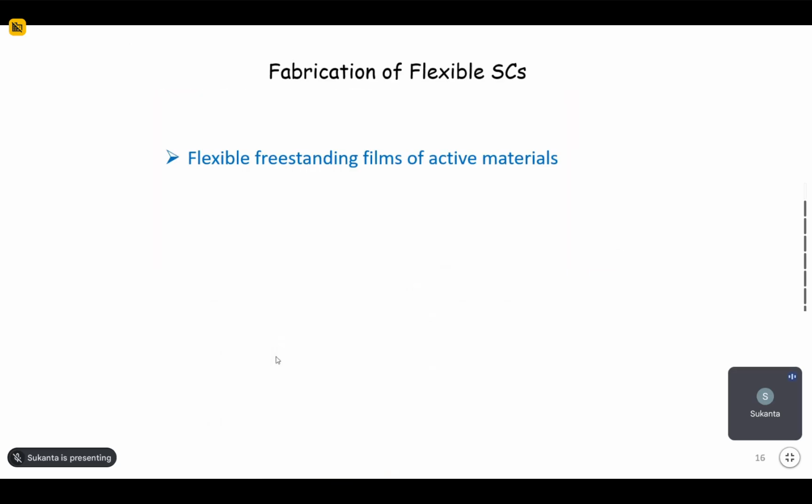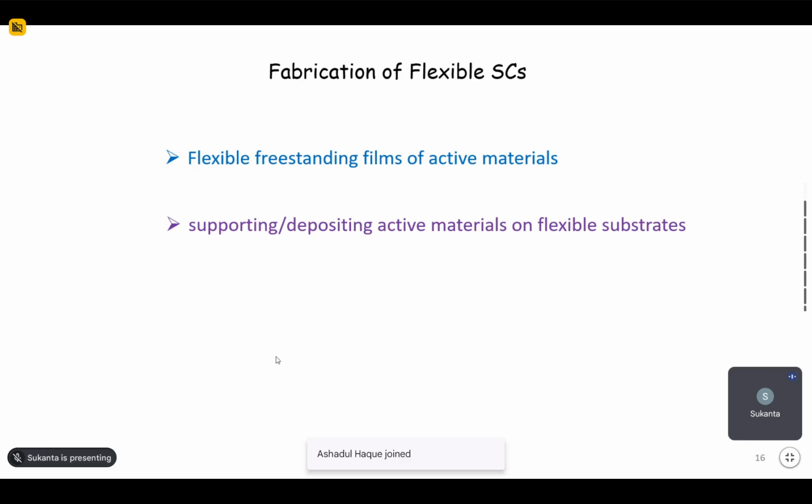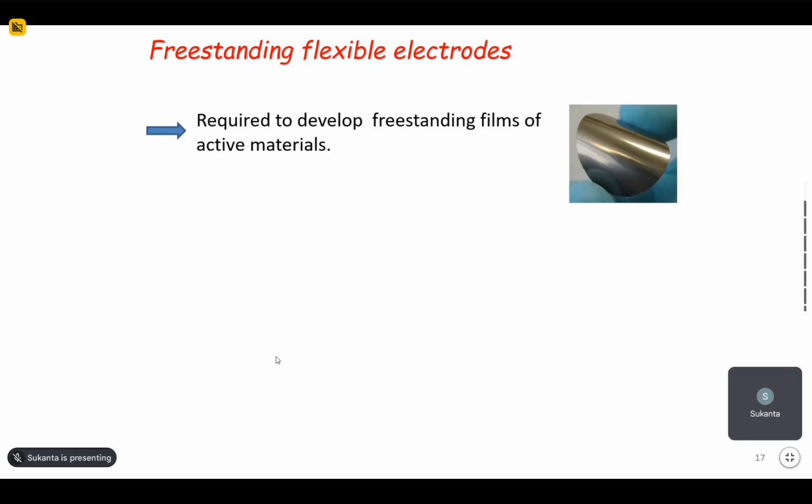So to fabricate flexible supercapacitors, we need flexible freestanding films of active materials. Active materials means the electrode materials. Right? And also what we need is supporting depositing active material on a flexible substrate. We can do either freestanding films of active material, or we can deposit a thin film on a flexible substrate. So a freestanding film we can prepare when we have the dispersion of nanomaterials. I have shown you how to prepare those types of nanomaterials. We can just easily make a thin film. I'll show the procedure of how to make a thin film, and we can prepare this type of freestanding film.